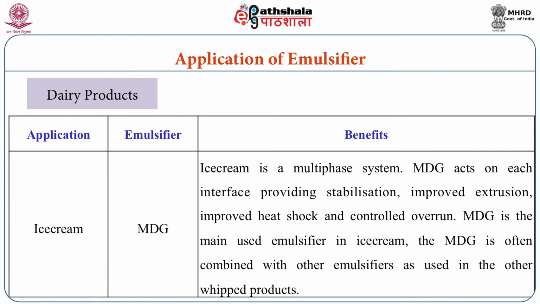Now emulsifiers have their own role in certain dairy products also, as we know very well, specifically in ice cream. When MDG is used in ice cream in a multi-phase system, it will act on each interface, providing stabilization, improved extrusion, improved heat shock resistance, and it will also control the overrun. MDG is the main emulsifier used in ice cream. MDG is often combined with other emulsifiers and used in other whipped products also.